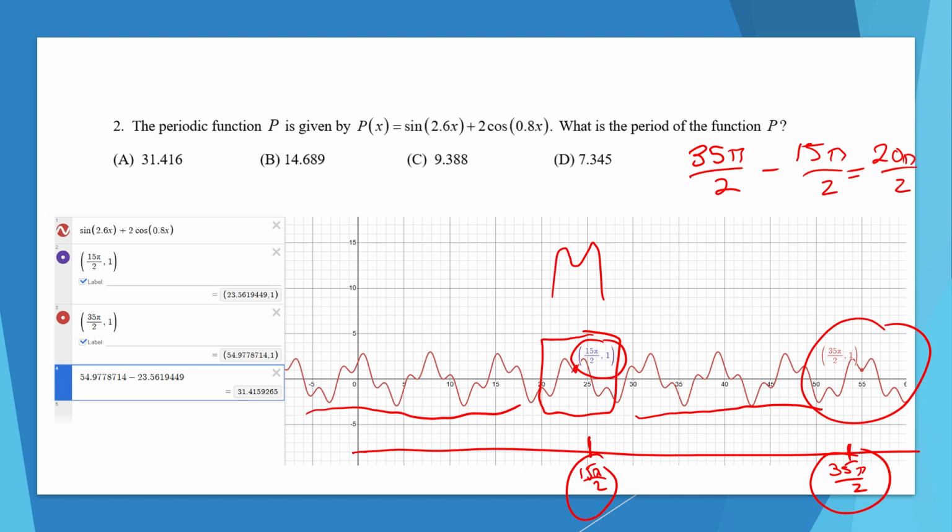Typing that into your calculator, or you could do what I did on Desmos and convert each one to a decimal, and then just subtract the two decimals to get 31.416, choice A, as the correct answer. If you do 10 pi, you would also get that as a decimal approximation as well. On your quiz, I will want the period as a decimal, not in terms of pi.